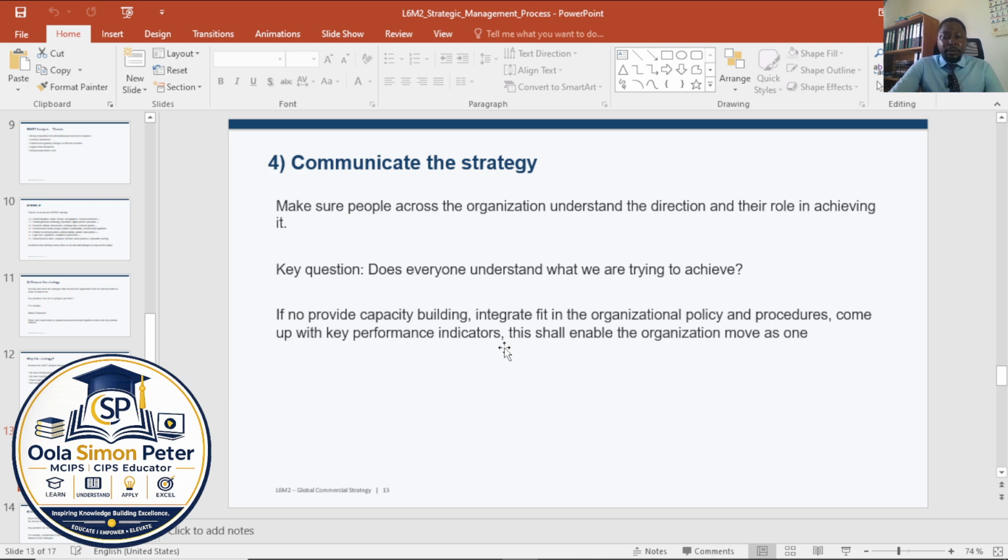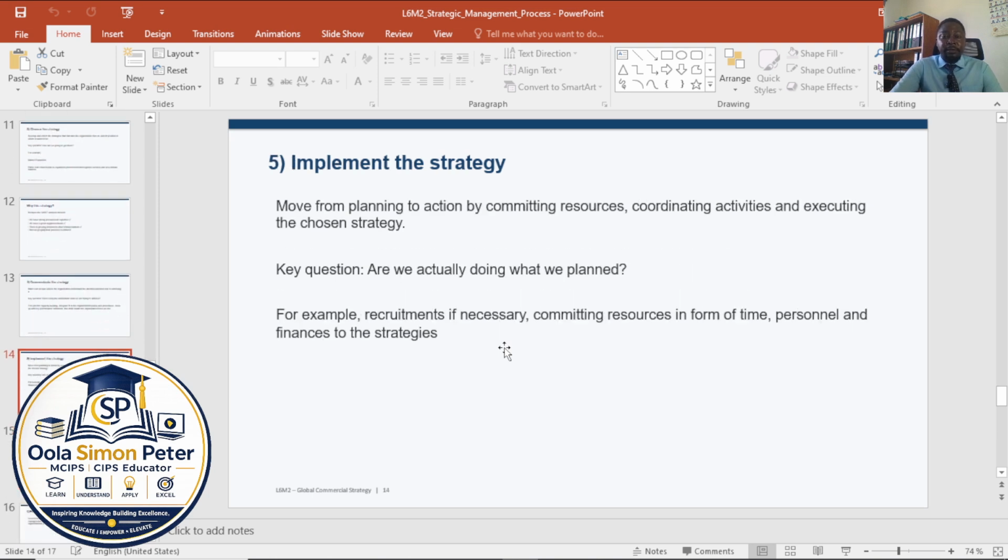You can also come up with key performance indicators. This will show how the organization will be able to measure progress and milestones. So once stakeholders have been brought on board, stakeholders meaning those internal and also external, the ones you're collaborating with, the suppliers, then you can effectively implement the strategy. Which now takes us to number 5, implement the strategy.